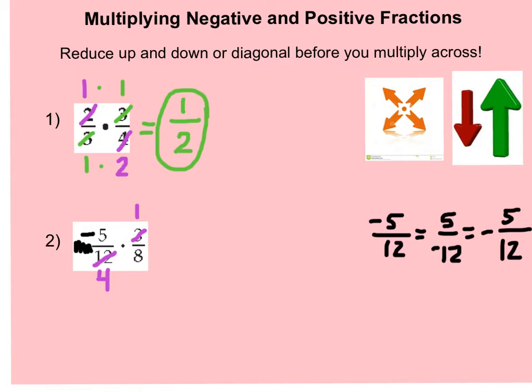Okay, so now that we've reduced the 3 and the 12, there isn't anything else that we can reduce here, so we're going to go ahead and just multiply our numerators. Negative 5 times 1, which is negative 5. And then our denominators, 4 times 8 is 32. So our answer is negative 5/32.